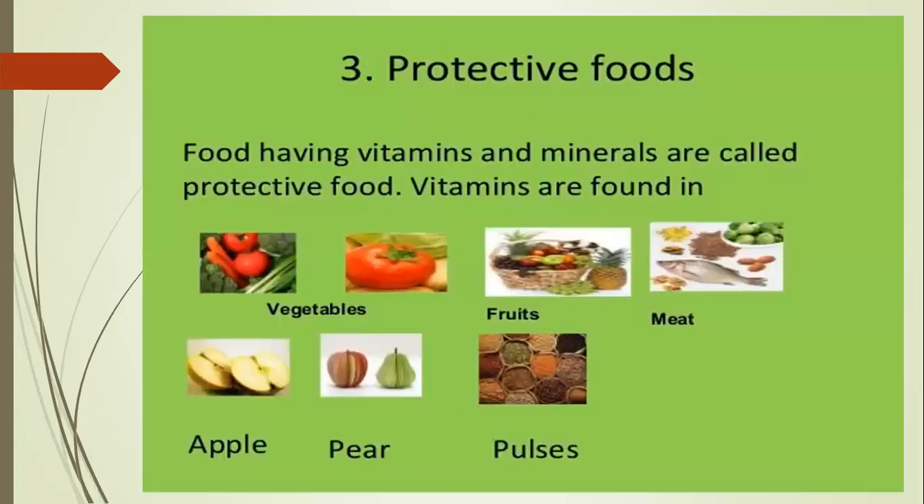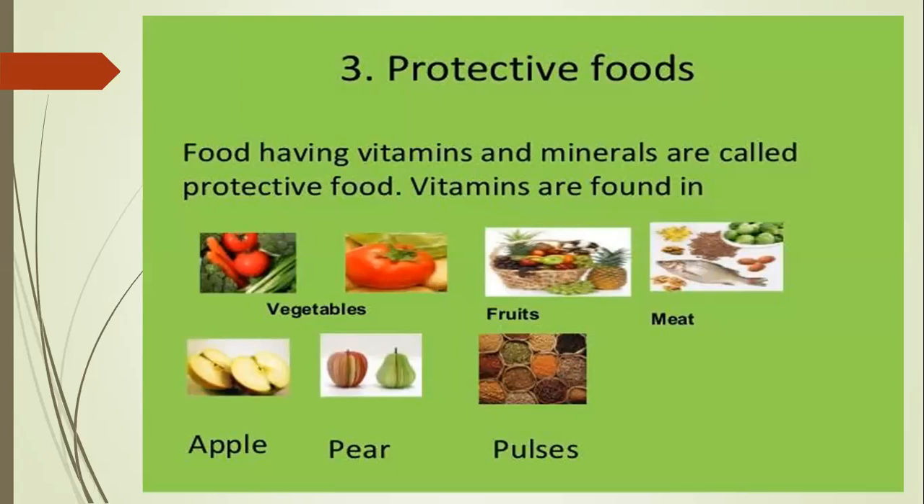Again, that is protective foods. I have shown you some examples over here. Foods having vitamins and minerals are called protective foods. And you know, children, vitamins are found in vegetables, fruits, meat, apple, pear, pulses, etc.